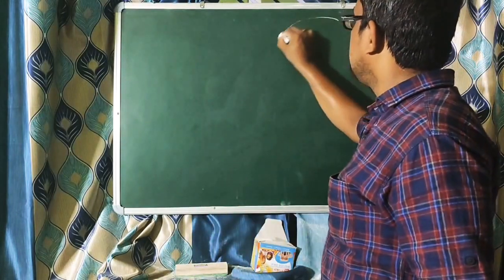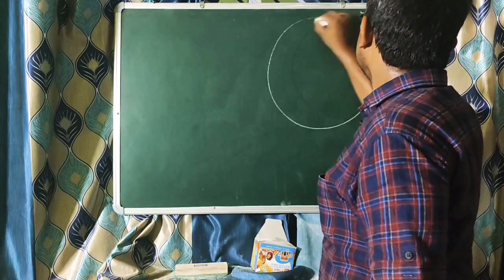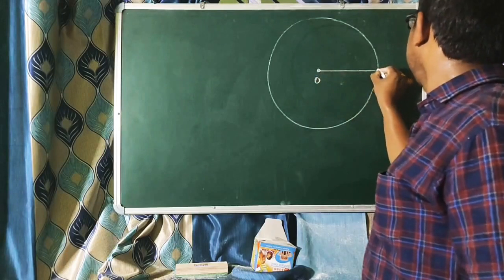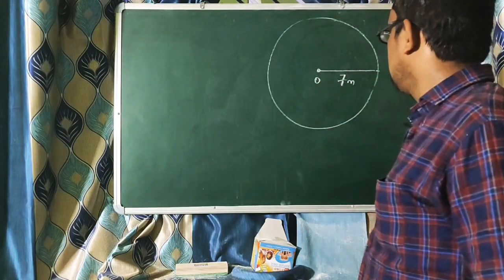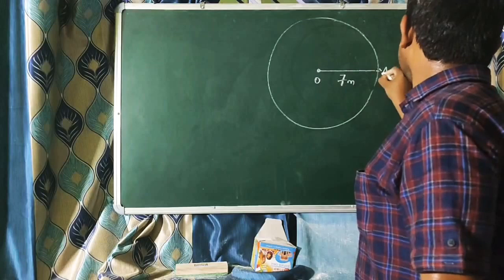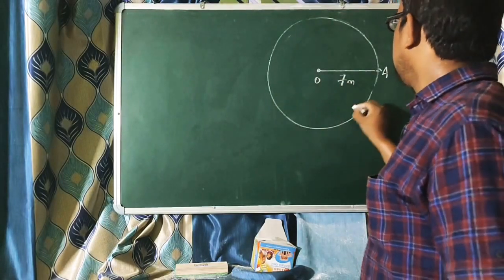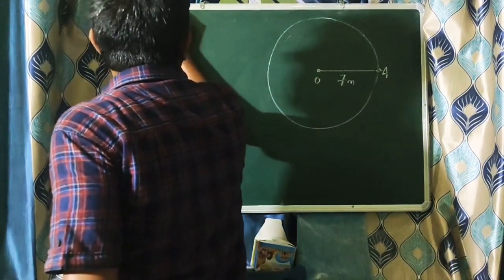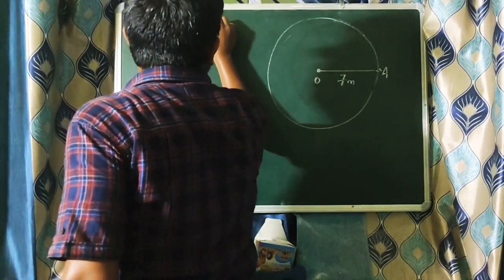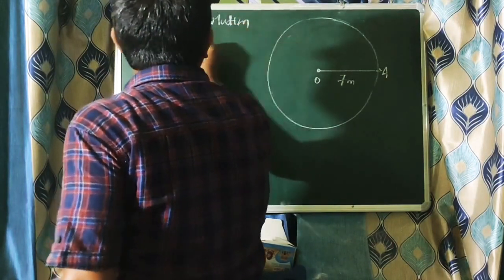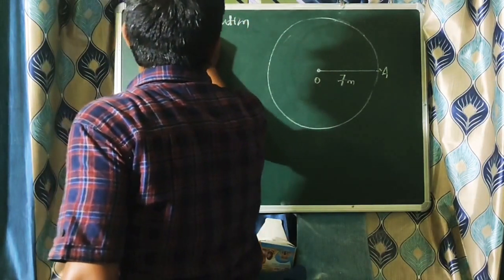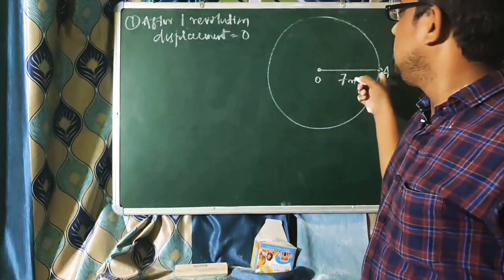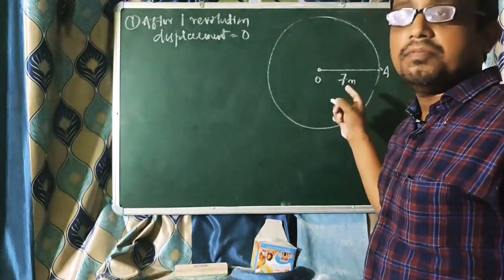The car is moving in a circular path of radius 7 meter. This is the circular path. This is the center of the circular path. This radius is 7 meter. The car starts from point A. After 1 revolution, the car will reach A again. So after 1 revolution, displacement will be 0. Why? Because the initial point is the same as the final point.